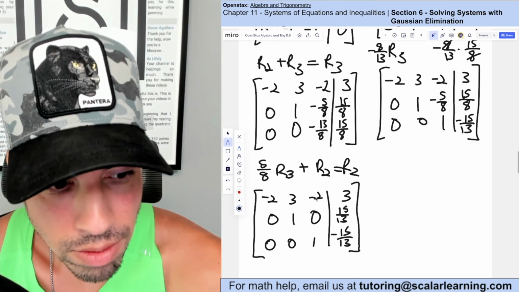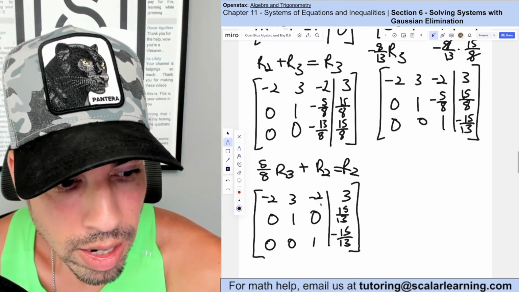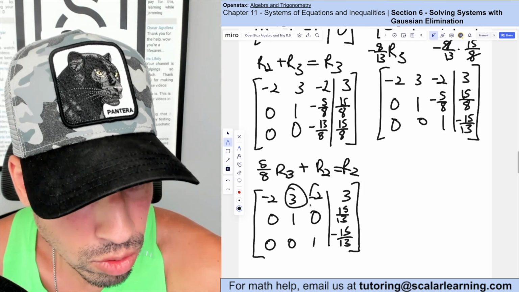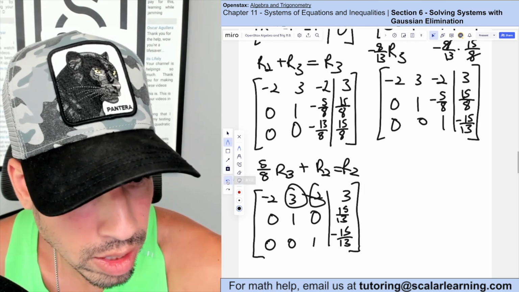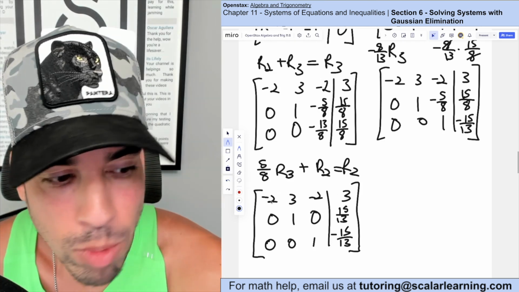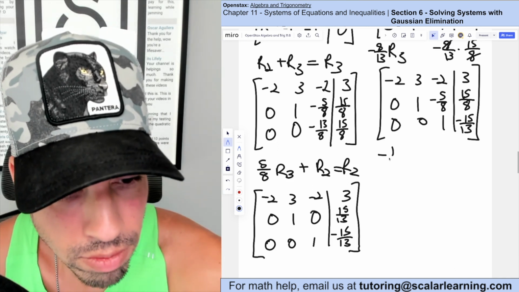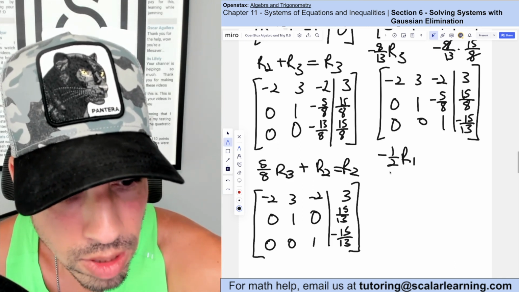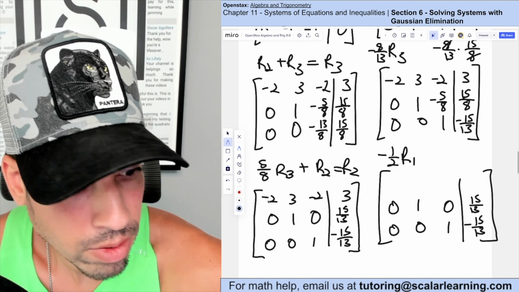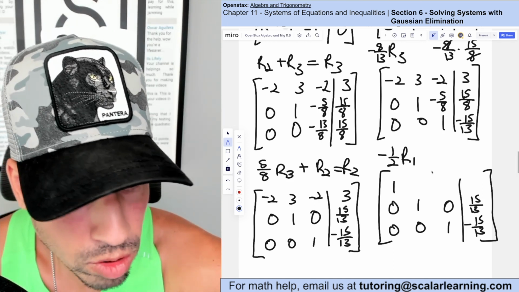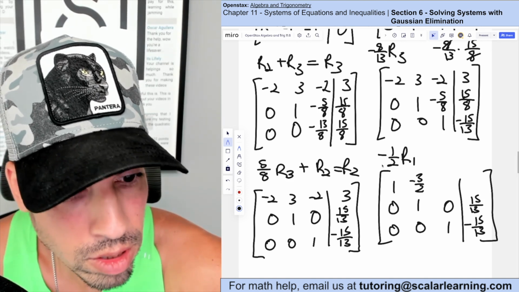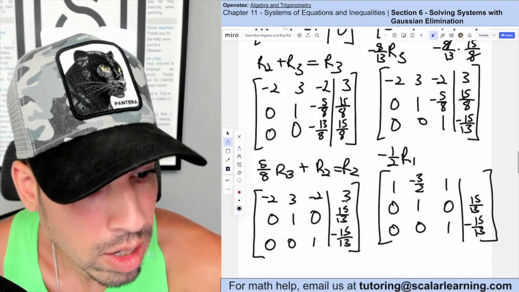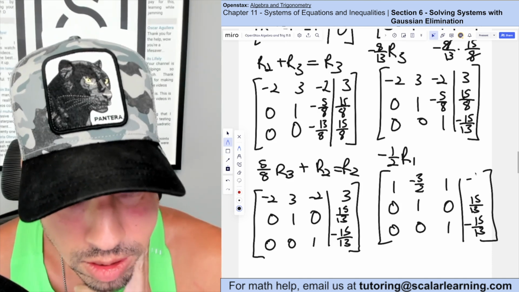All right, now we need to fix that first row, and I'd love to zero these two out and then flip that to a 1. All right, so first I'm going to multiply the top row by negative 1/2. Okay, so let's do that now. So we got negative 1/2 times negative 2 is 1, times 3 is negative 3/2, times negative 2 is 1, and then times 3 is negative 3/2.